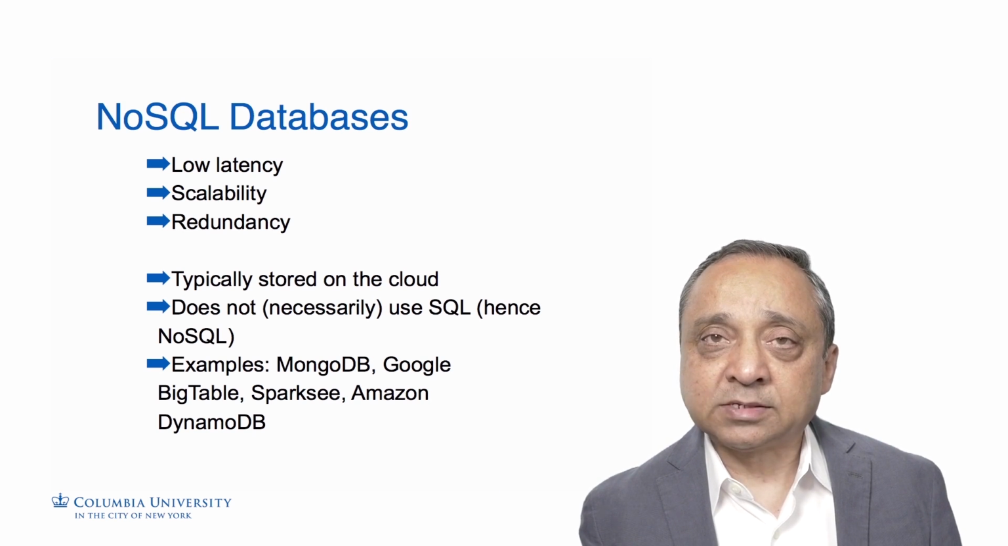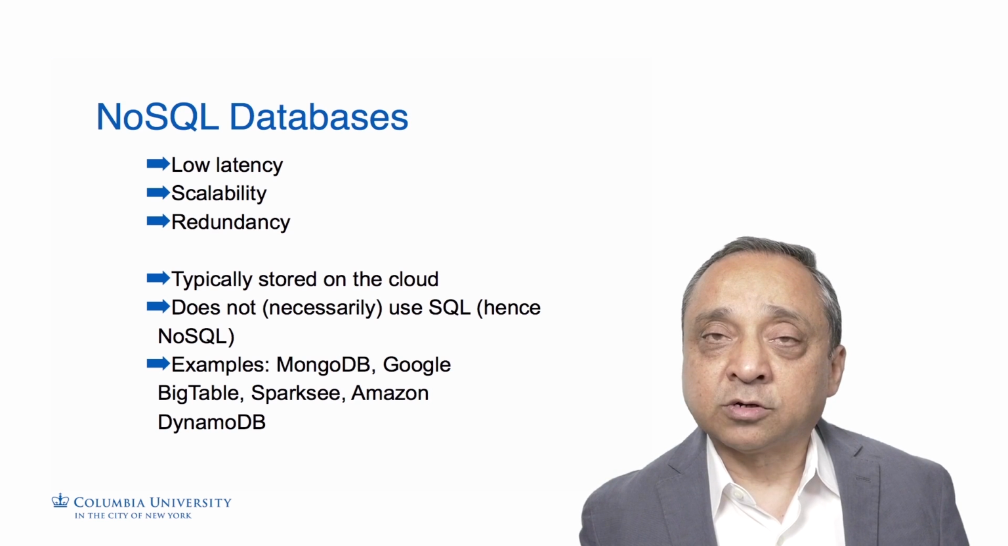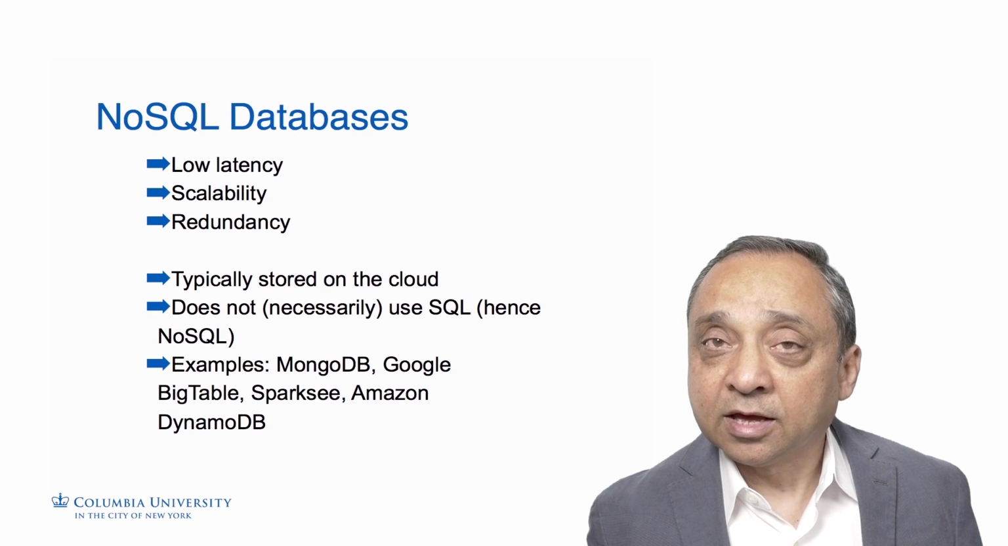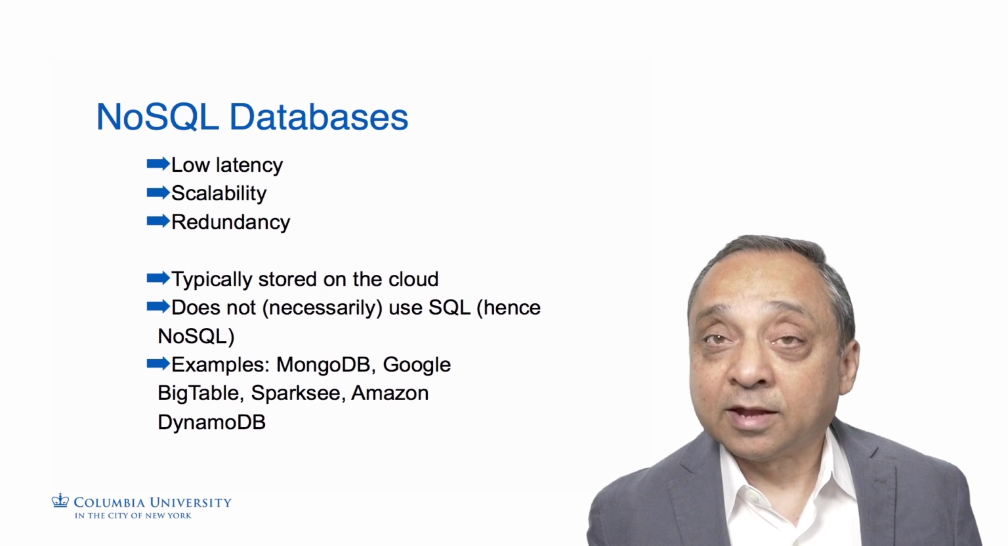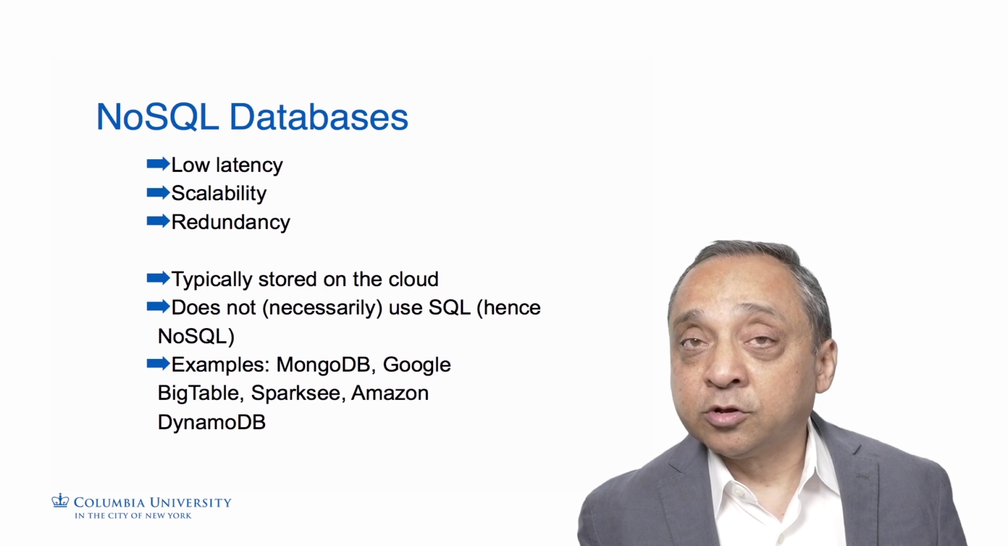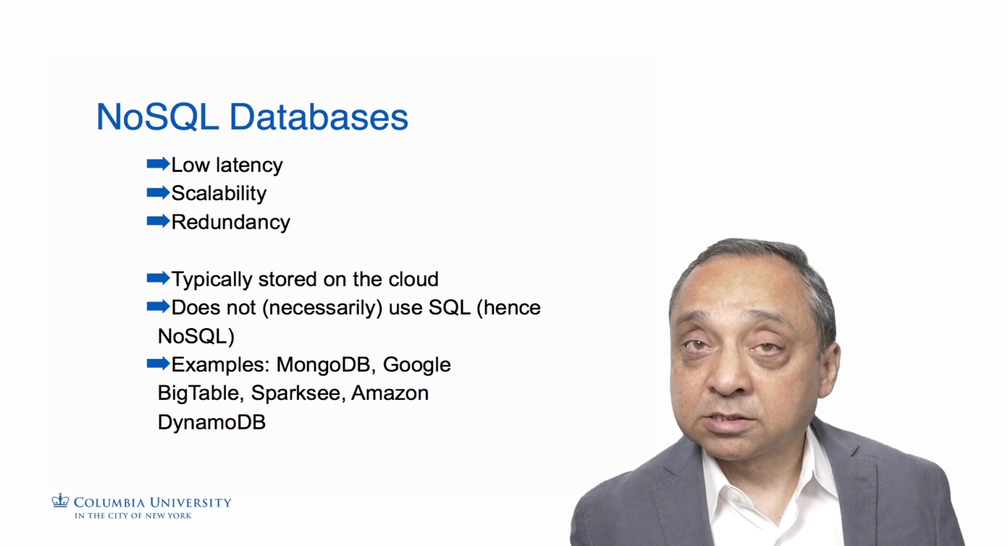In a relational database, typically that data will be spread out over multiple tables. And if you want to access all that information in one step, then you have to go to multiple tables and collect that information and then produce the result. And that can be slow.